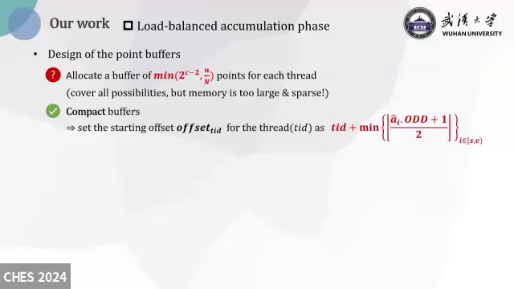For the design of the buffer, if we directly allocate a memory of 2 raised to the power of c minus 2, or n over N, this would cover all possibilities, but the memory would be too large and sparse. So based on the fact that the subscalars have already been sorted, we set the starting write offsets for each thread using this formula.